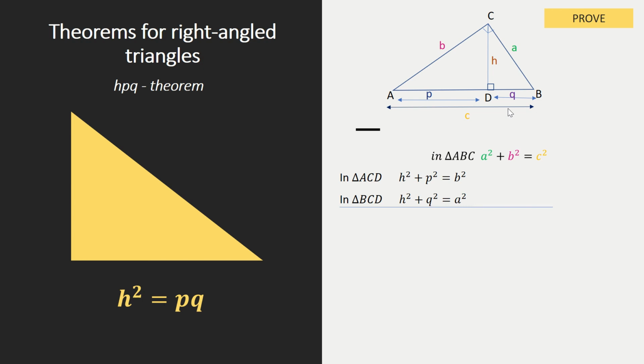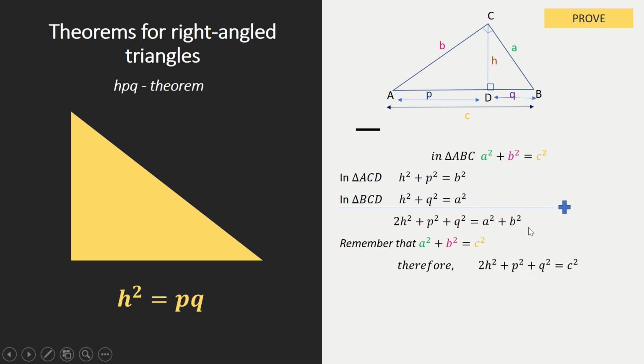If you add those two triangles together, so the two small triangles, then of course we will get the big triangle. So what we have is 2h squared plus p squared plus q squared equals a squared plus b squared. As you can see now, a squared plus b squared was c squared, so we can just replace this. Therefore 2h squared plus p squared plus q squared equals c squared.